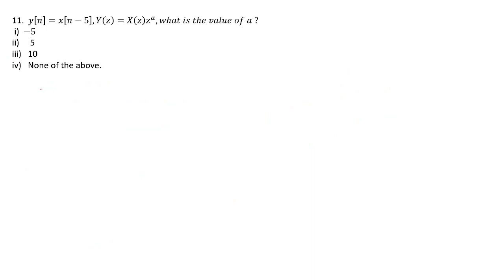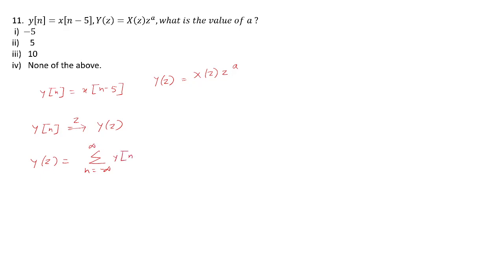In question 11 we have yn is equal to x n minus 5, a delayed version of xn. So what should be the relation between the z transform of Y(z) and X(z)? To be specific, what is the value of a? Let us write the z transform of Y(z) as the sum of yn z to the power minus n, n tends to minus infinity to infinity, x of n minus 5 z to the power minus n.